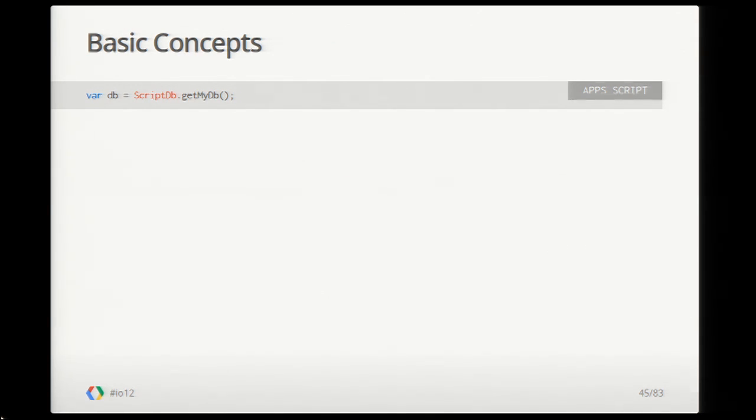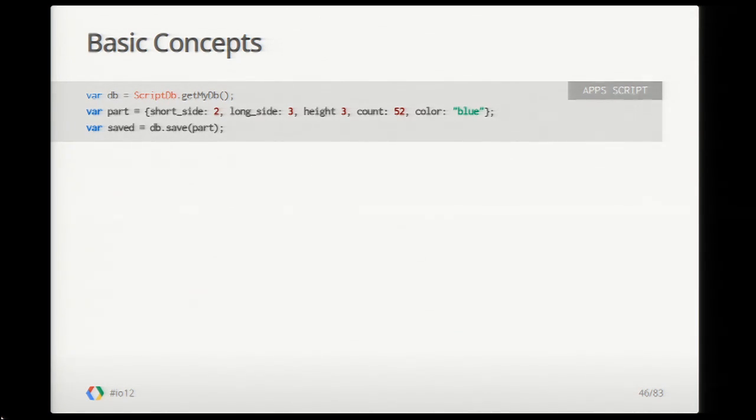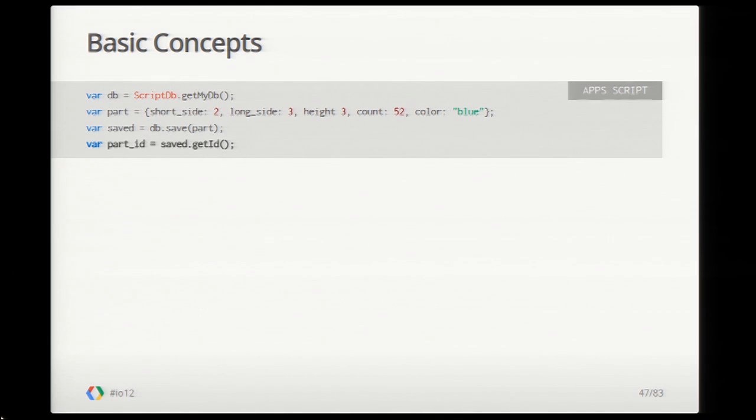Saving objects in ScriptDB is actually kind of simple. Here we make a part that's a 2x3 standard height brick. We've got 52 of them, and they're blue, and we say save. The object that's returned by save is almost exactly identical to the argument to save, except that it's got a getId method on it. It's the internal ID that allows us to access this thing later.